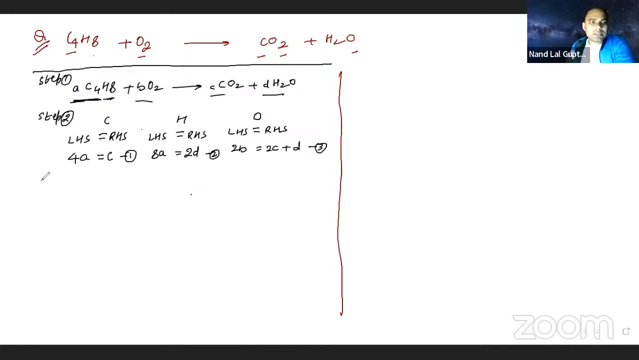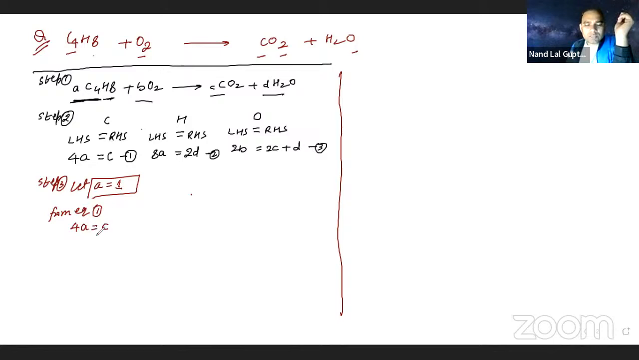So now, students, step number 3. What is step number 3? You have to consider any one of the atoms, A, B or C, to be 1. So here I am writing, let A equal to how much, students? That is 1. So we consider A equal to 1, you can always consider it. So from equation 1, what, students?